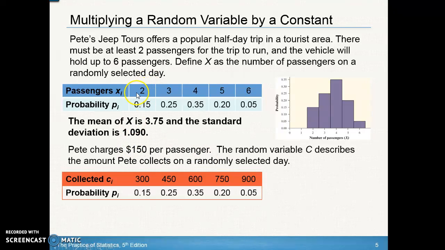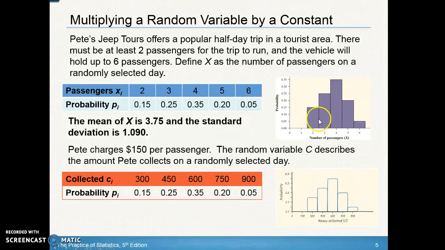So instead of the X value being how many passengers, now it's how much we've collected. If we have 2 passengers, multiply that by 150, we get 300. 3 passengers multiplied by 150 per passenger is 450, 4 times 150 is 600, and so on. Now if I take the amount of money collected and the probability of getting each amount on that particular day, what would my histogram look like?